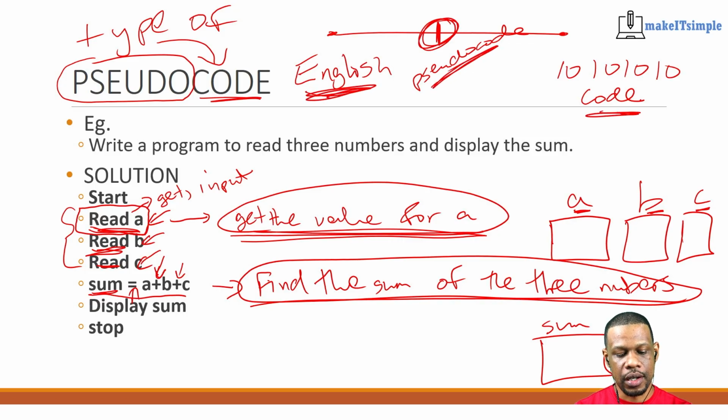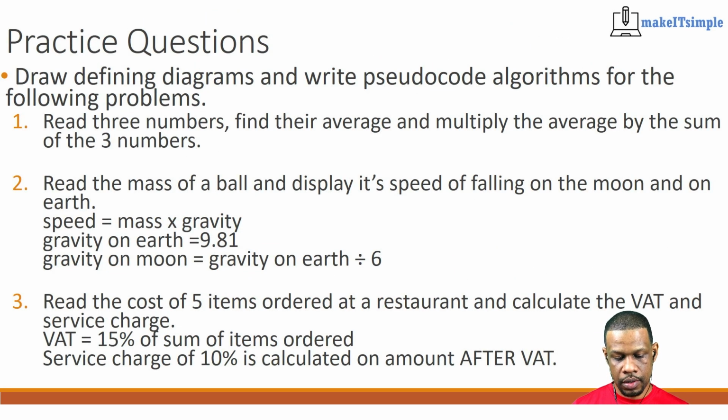So right now we're stuck on pseudocode. And instead of saying print out the value of sum, we just put the word display sum. So instead of display, we could have used the word print sum if we want. Okay?